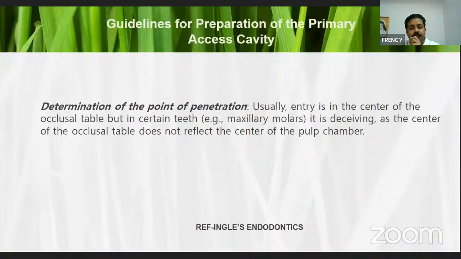Then determination of the point of penetration. These are some of the guidelines for the preparation of the access cavity. Usually the entry is at the center of the occlusal table, but in certain teeth like maxillary molars, it is deceiving, as the center of the occlusal table does not reflect the center of the pulp chamber. So these things I think you all know very well.